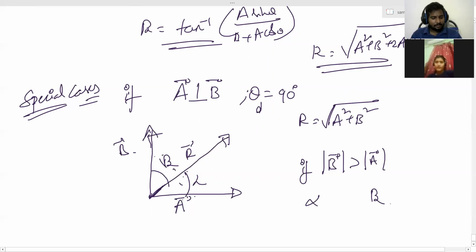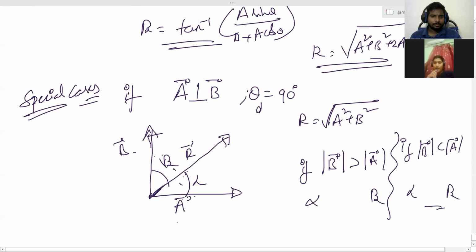And in case the magnitude of B is less than the magnitude of A, what is the relation between alpha and beta? Try it out and tell me. I'm giving you 1 minute. Whatever analysis you can make.